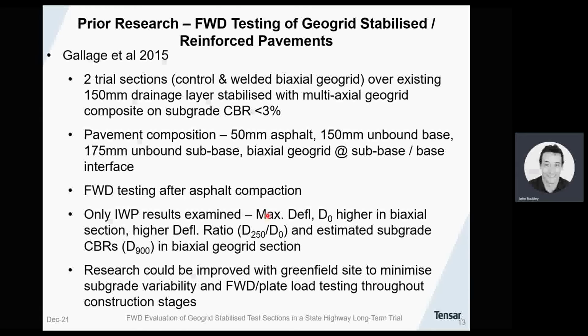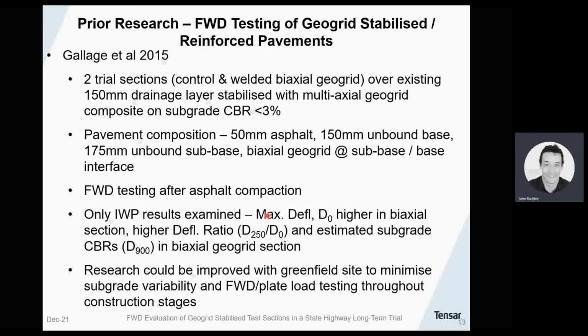So prior research of FWD testing of geogrid stabilised reinforced pavement starts with Gallagher and his co-authors from 2015. 2 trial sections were assessed involving a control section and a welded biaxial geogrid over an existing 150mm thick drainage layer that was stabilised with a multi-axial geogrid composite on a subgrade CBR less than 3. The pavement consisted of, from the top down, 50mm of asphalt, 150mm granular base, 175mm granular subbase, and the biaxial geogrid was installed at the subbase-base interface.